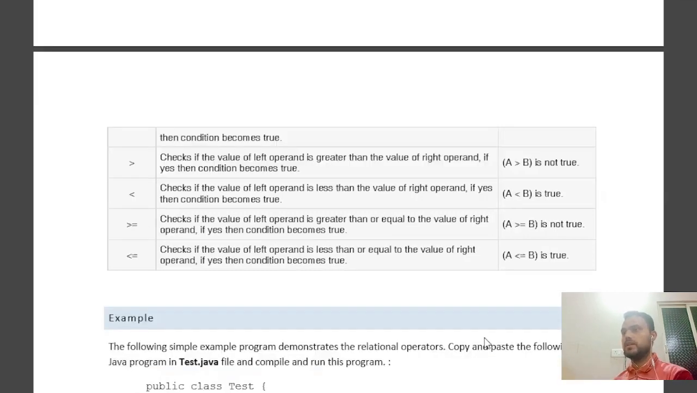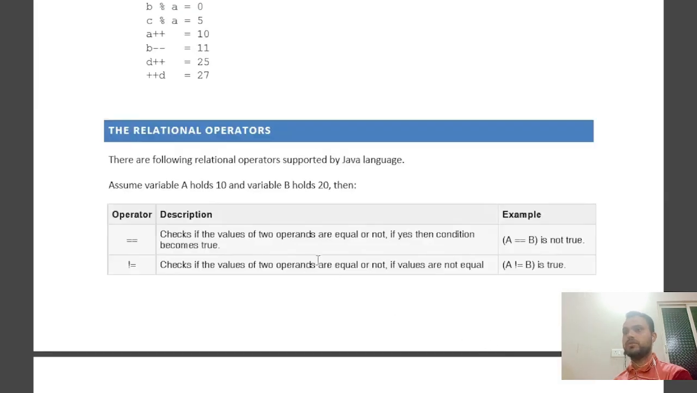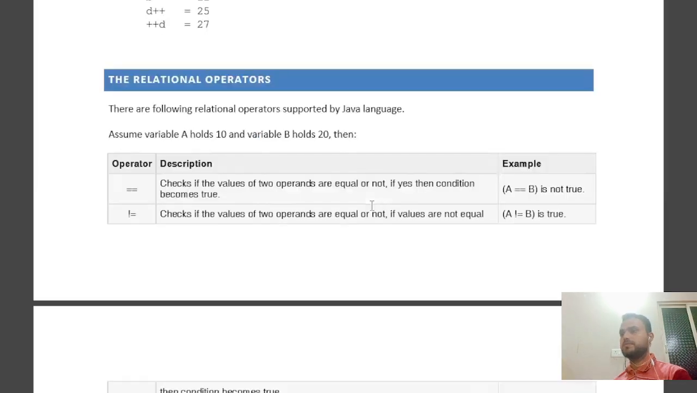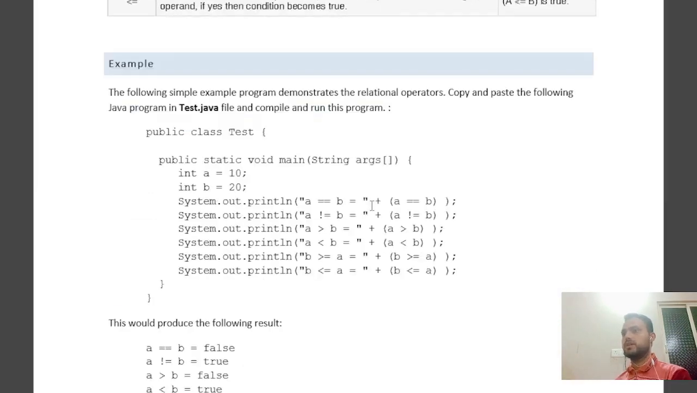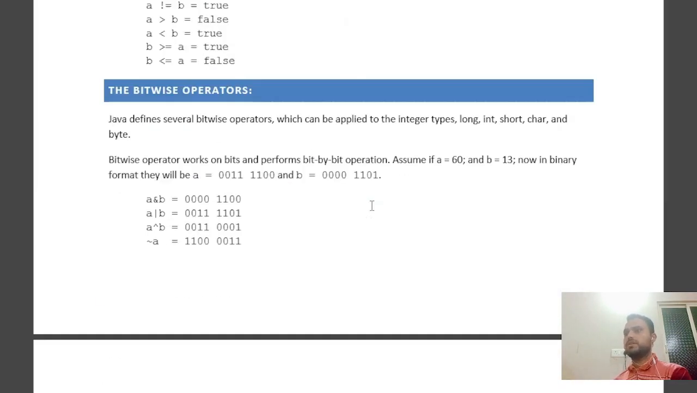How can you identify? There are the following relational operators supported by the Java language. So we have done arithmetic, then relational, then bitwise. What is a bitwise operator? Suppose a equal to 60, you can convert this decimal to binary, it will come like this. In some class I will show you how to do it. Divide by 2, the remainder will come 1. Again divide by 2, until 0 comes, you have to go on dividing.